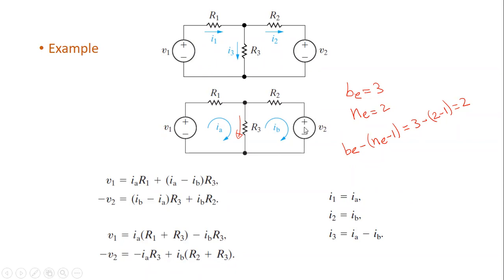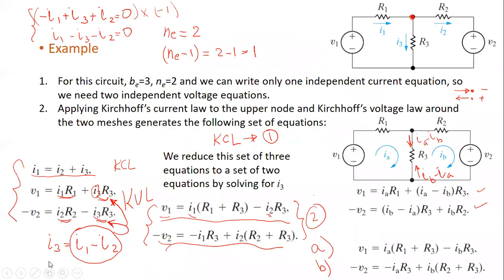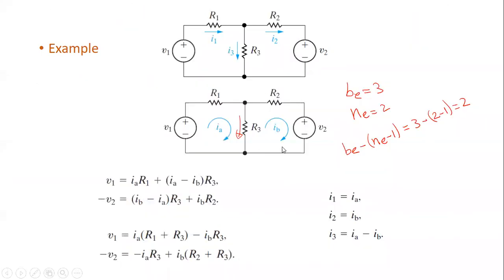And now I want to write this voltage drop. This voltage drop is R3 multiplied by the current, which is going upward. And the current going upward is IB minus IA. So it will be (IB minus IA) multiplied by R3. And for this voltage drop, it's simply IB times R2.